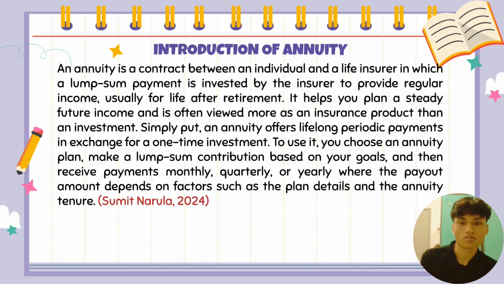Okay, now we are going to see the introduction of annuity. Basically, an annuity is a contract between an individual and a life insurer in which a lump sum payment is invested by the insurer to provide regular income, usually for life after retirement. It helps you plan a steady future income and is often viewed more as an insurance product than an investment. Simply put, an annuity offers lifelong periodic payments in exchange for a one-time investment. To use it, you choose an annuity plan with a lump sum contribution as input, and then receive payments monthly, quarterly, or yearly, where the payout amount depends on factors such as the return details and the annuity tenure.